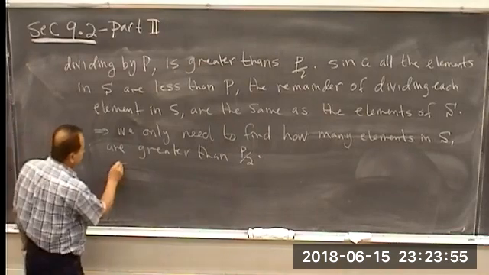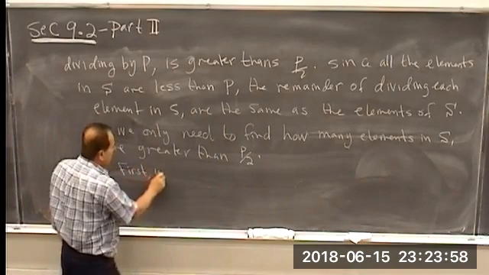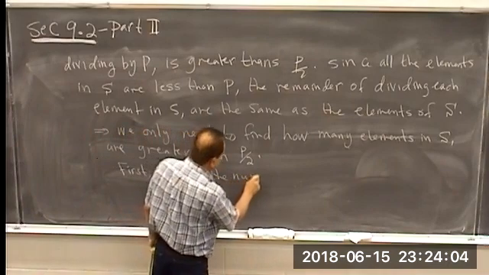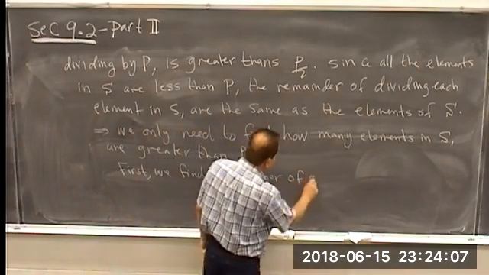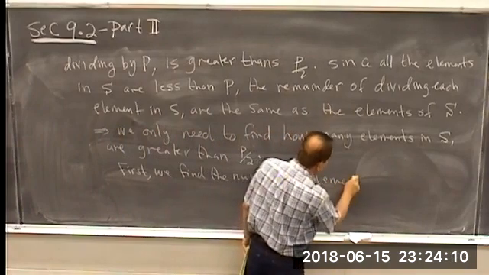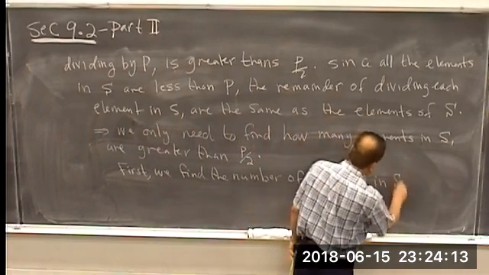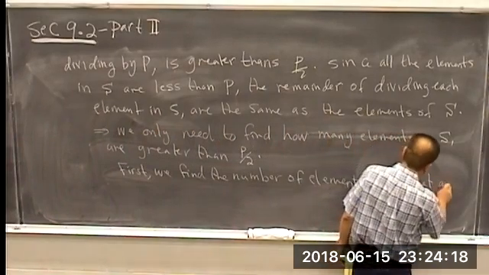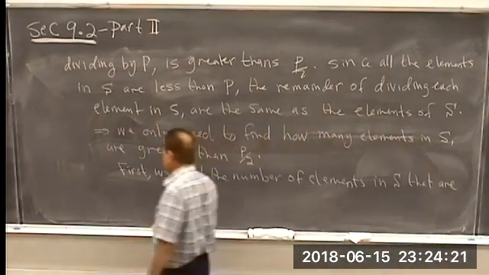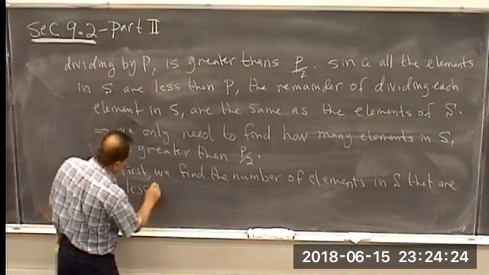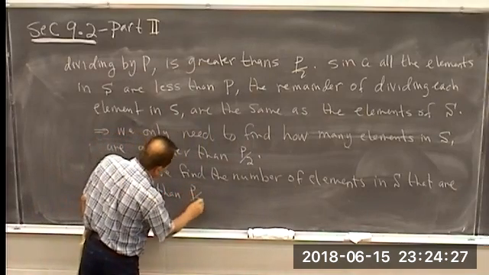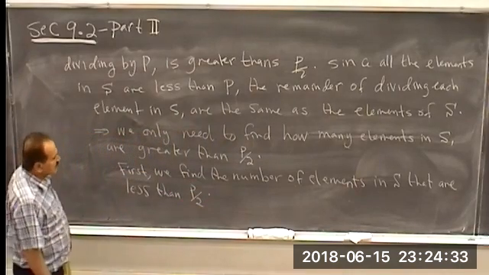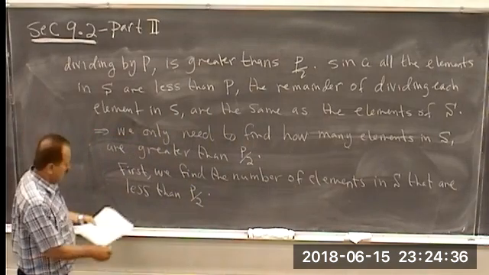So first, we find the number of elements in S that are less than p over 2. We wrote the elements of S in the proof of Gauss's lemma. So how many of them are there?